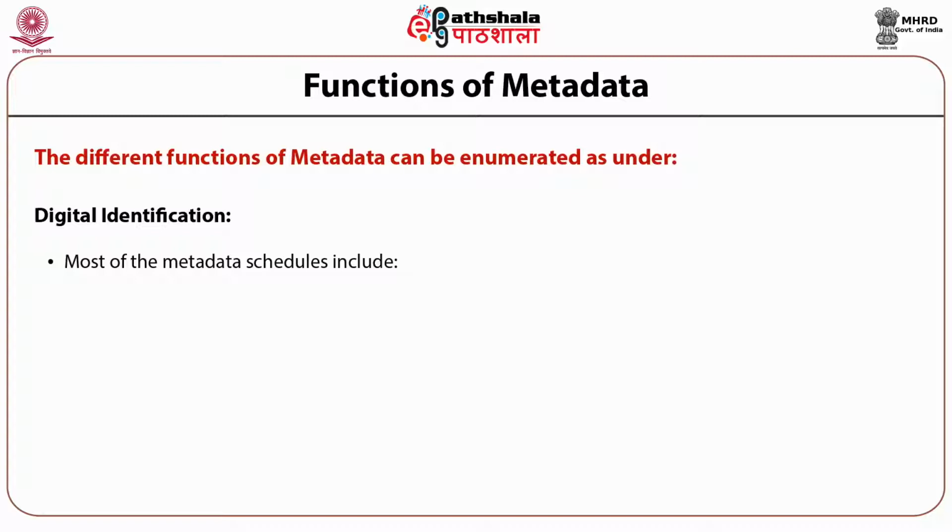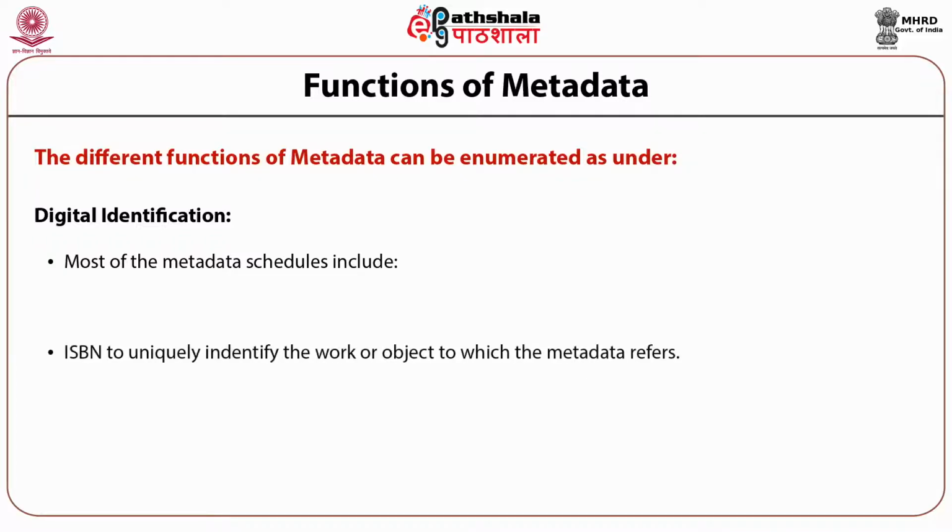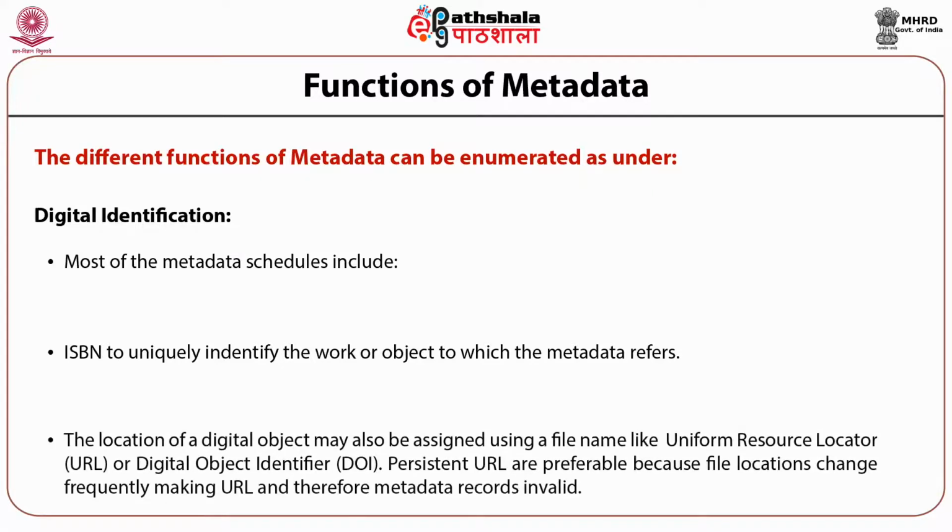Then comes digital identification. Most of the metadata schedules include what? ISBN, International Standard Book Number, to uniquely identify the work or object to which the metadata refers, because ISBN is a unique number. In the whole world, an ISBN is given to only one item; it cannot be duplicated, it cannot be given to another document.